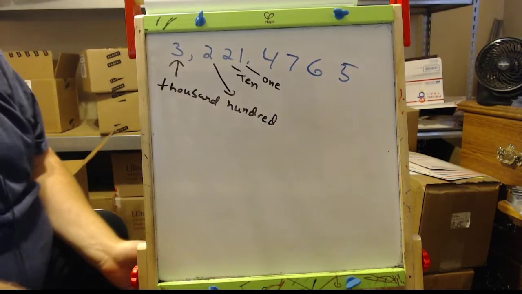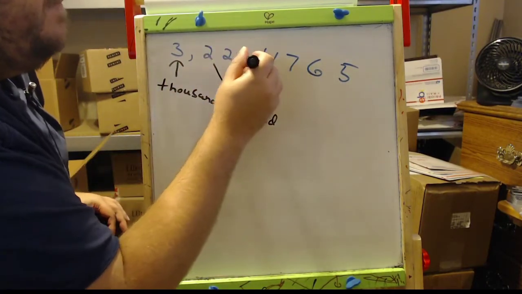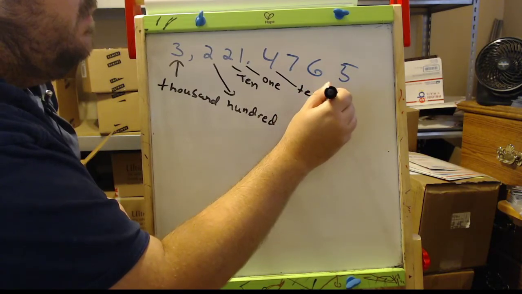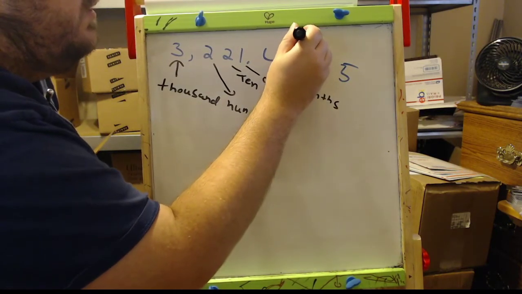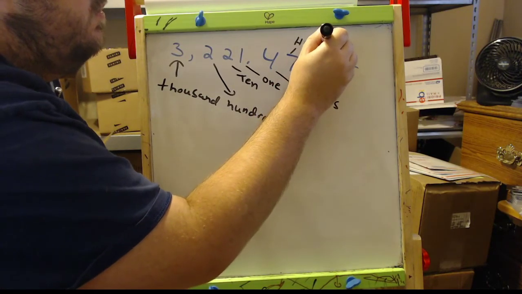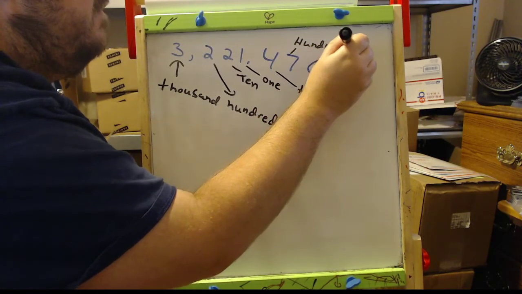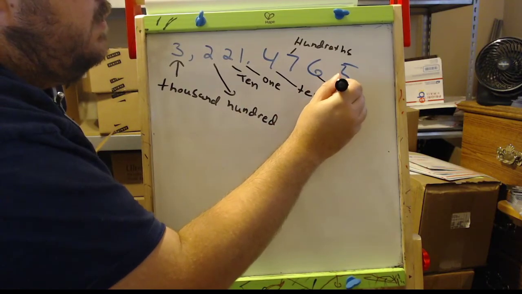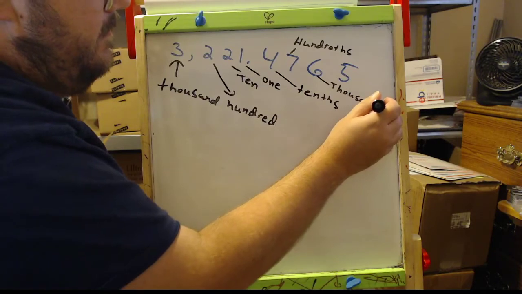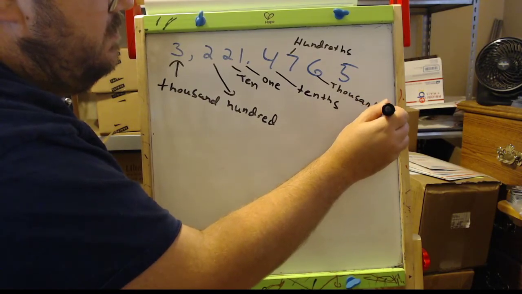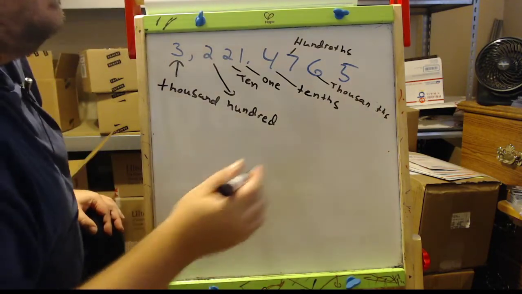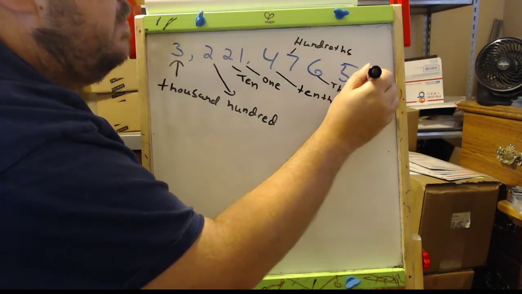When we get to our decimals, the first one past the decimal is the tenths. This is the hundredths. Thousandths. No D. Thousandths. And this is the 10,000ths.